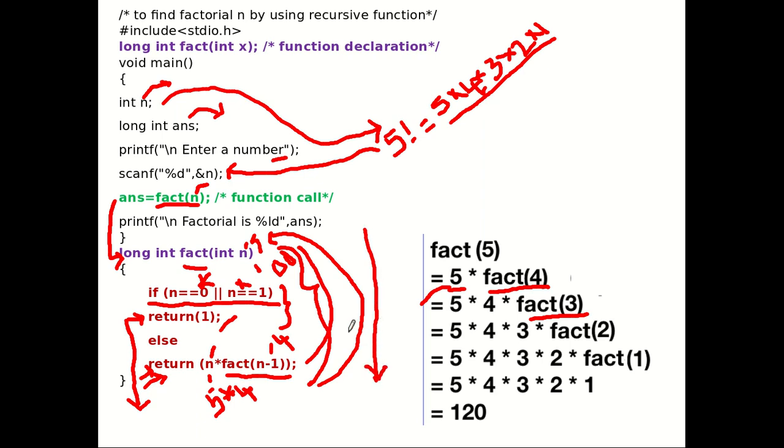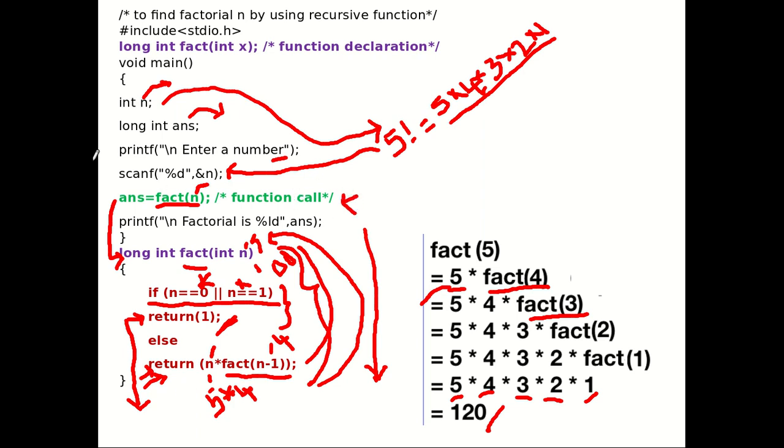So at last, when n equals 1, that time the control will come back to this function body. Here n equal to 0 condition will fail, but this condition will be true. So that time it will return 1. Then the result we get here is 5 into 4 into 3 into 2 into 1, that is 120. So 120 will be returned back to the call.